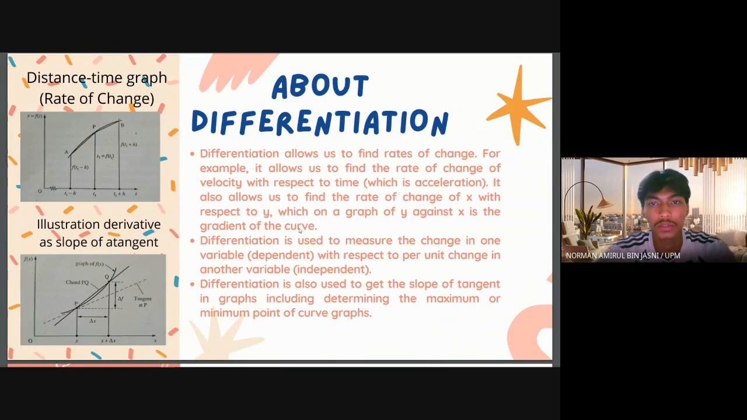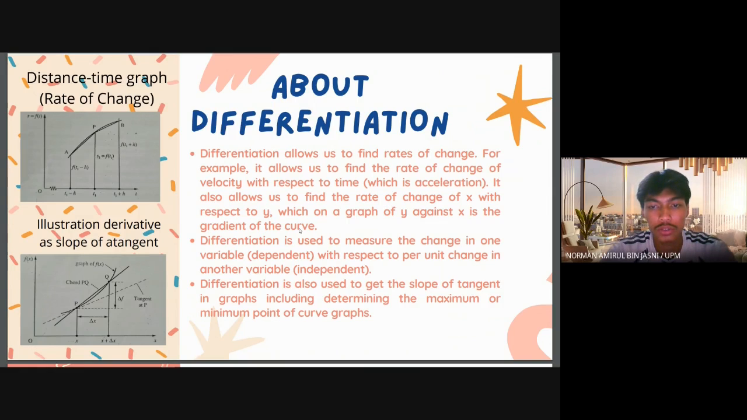Firstly, we have to know about differentiation. Differentiation allows us to find rates of change. For example, it allows us to find the rate of change of velocity with respect to time, which is acceleration. It also allows us to find the rate of change of x with respect to y, which on a graph of y against x is the gradient of the curve.